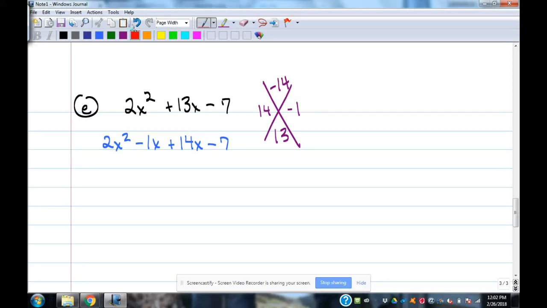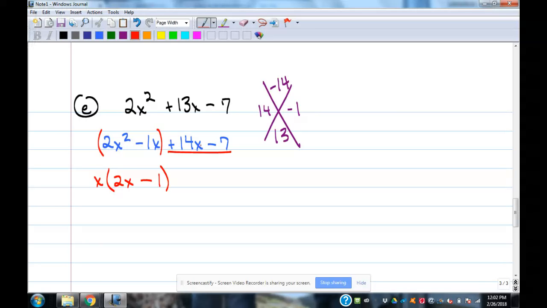So what do we do next? Group the first two together. What's the GCF? X. Nothing else, just one x, right? What's left in the parentheses? What times x gives me 2x squared? 2x. Minus what times x gives me 1x? 1. Then the positive 14x and a negative 7.